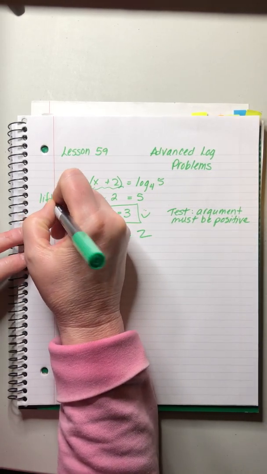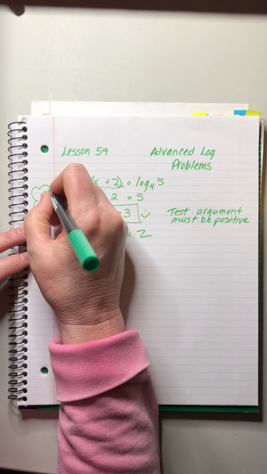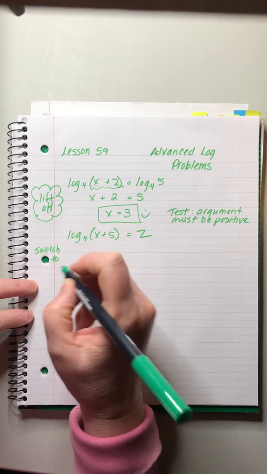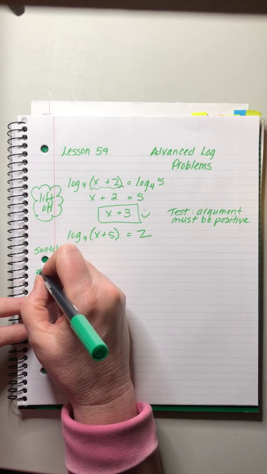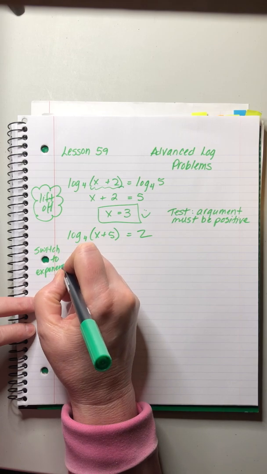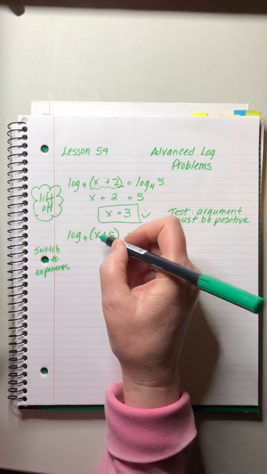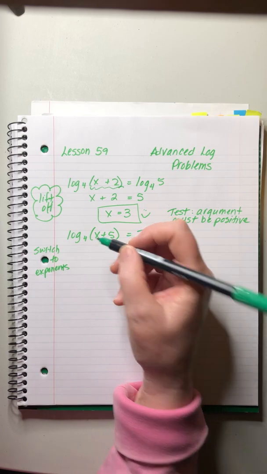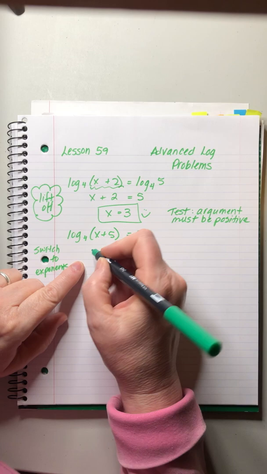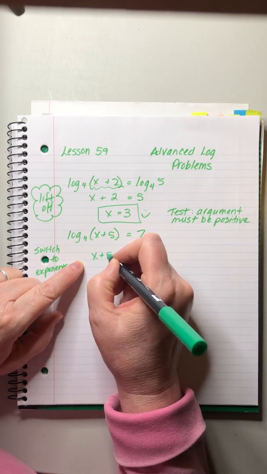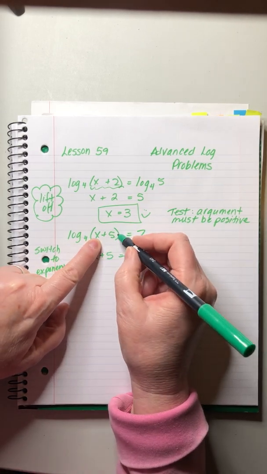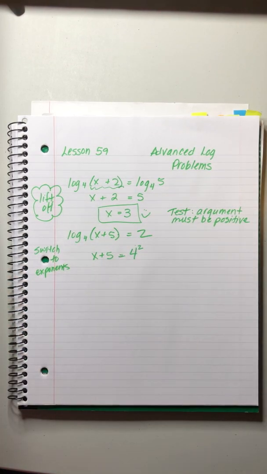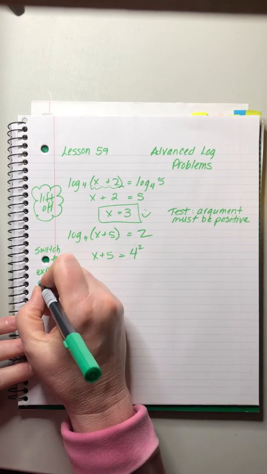This is a lift-off strategy. And this is a switch to exponents. And I'm not sure if that makes sense. But what we do for this one is we say that x plus 5 equals, right? That's the number. This is the base, and that's the exponent. So we switch it to an exponential equation.